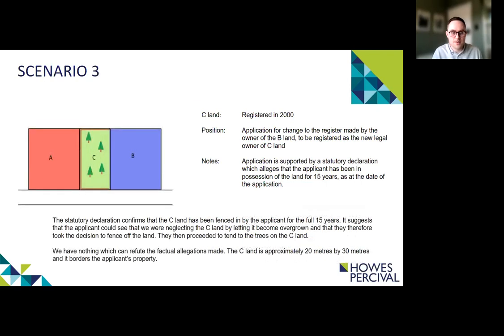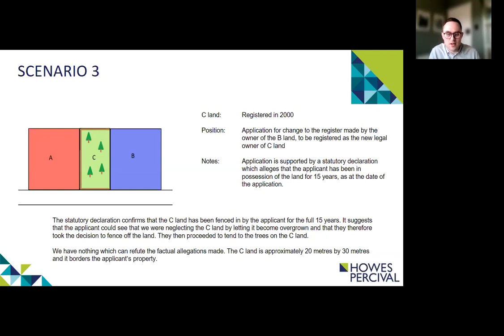Okay, so on to 3. So again, we're looking at registered land, this time registered in 2000. Again, we've received an application. We are invited to object. So this application, again, is supported by a statutory declaration. It says that the applicant has been in possession for 15 years at the date of the application. And again, land has been fenced in for the full 15 years.